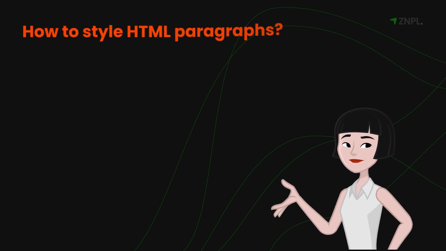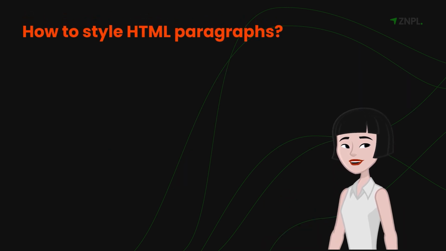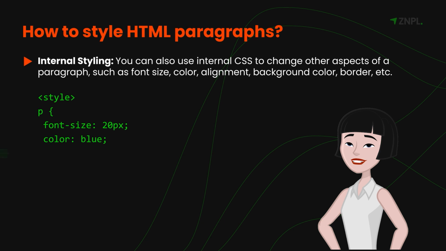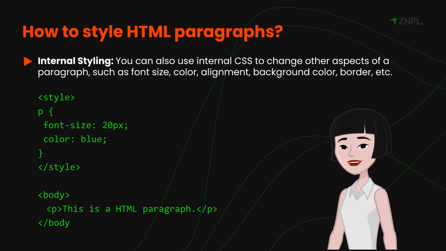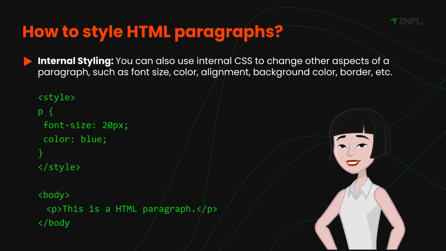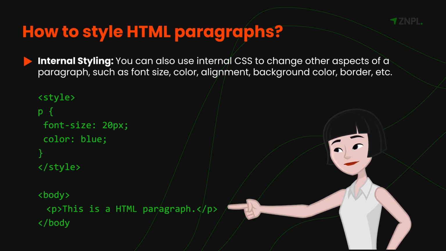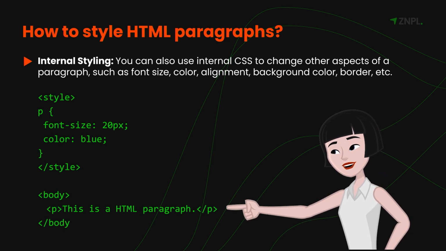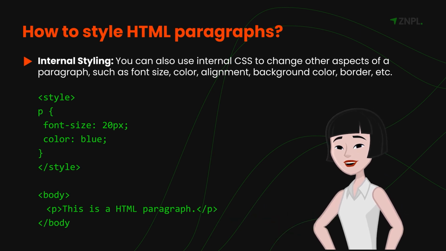Internal styling. You can also use internal CSS to change other aspects of a paragraph, such as font size, color, alignment, background color, border, etc. For example, this is how you can change the font size and color of a paragraph by using CSS.